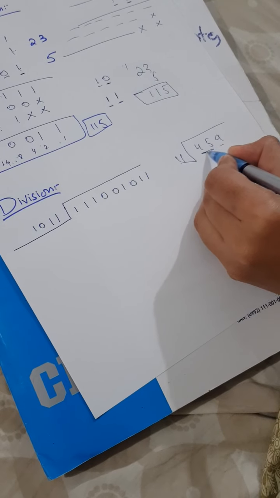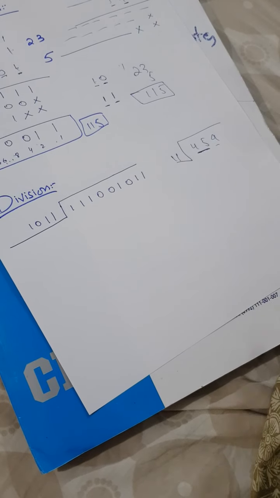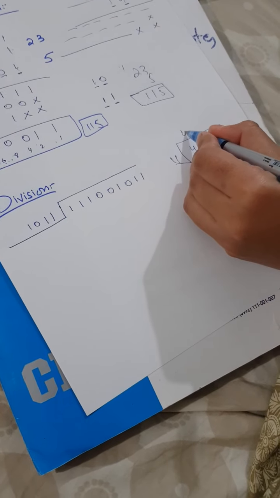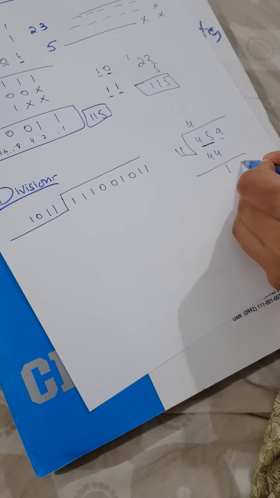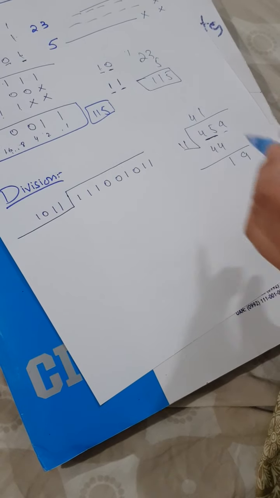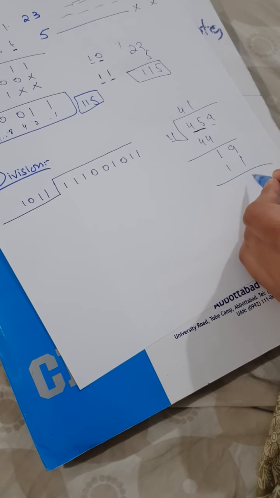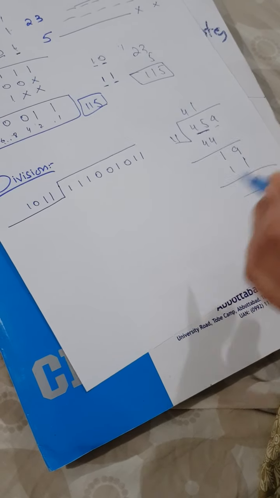So you will combine the next value and take 45. Now the dividend is greater than the divisor. Now you can divide it. So 11 times 4 is 44. Then you subtract, and bring down the value 1 and 9. Then 11 times 1 is 11. And then 8 is your remainder. Alright.